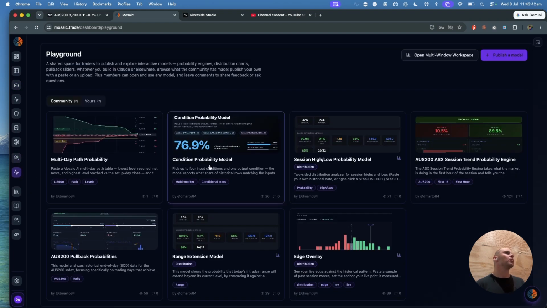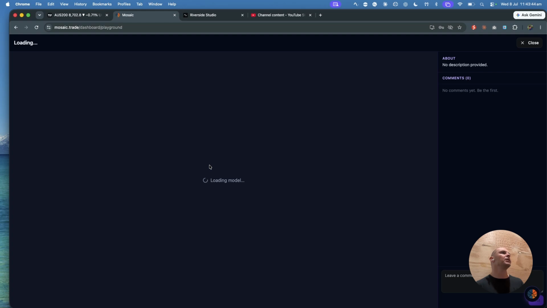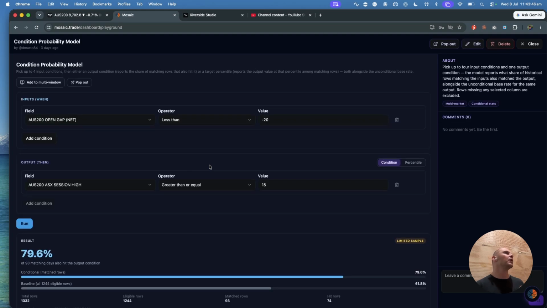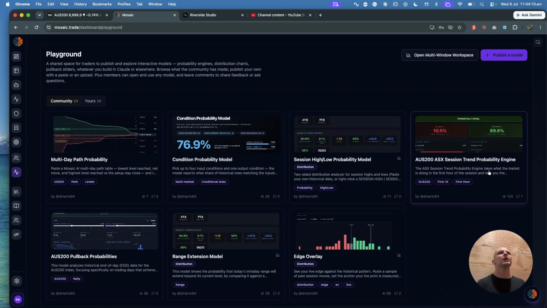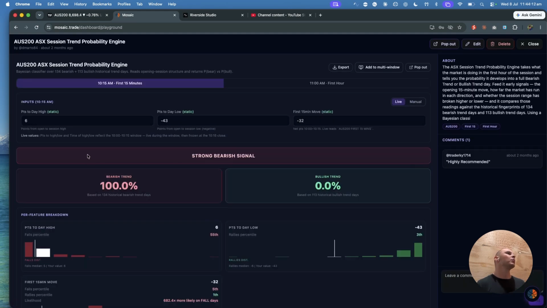Okay, conditional probability model. It's literally just asking the data, if this, then what's the probability of that? Okay, so just another really quick way to do it. This morning I was just asking, what happens when that open gap collapses more than 20? How often do we get to 15 points session highs? Okay, so 80% came out this morning.